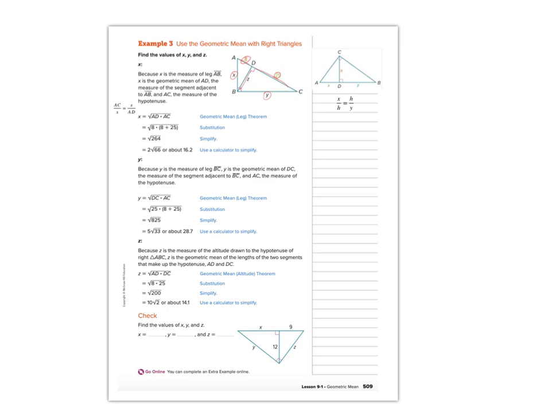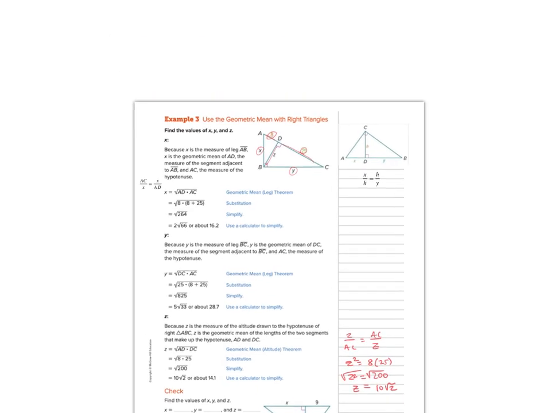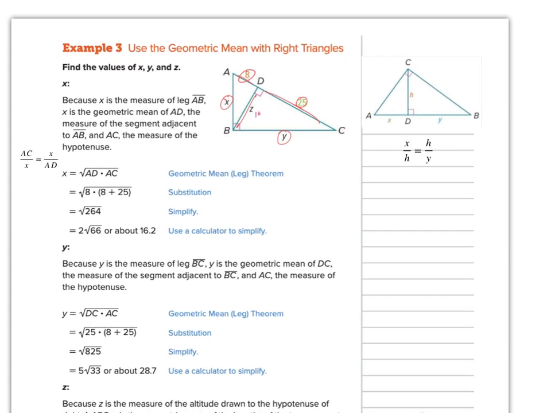Z is the geometric mean of AC and AD, so I have Z squared is equal to 8 times 25, so the square root of Z squared is equal to the square root of 200, which is equal to, Z is equal to 10 square root of 2. Okay, so I know that this is 10 square roots of 2.